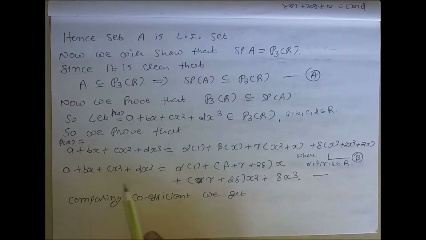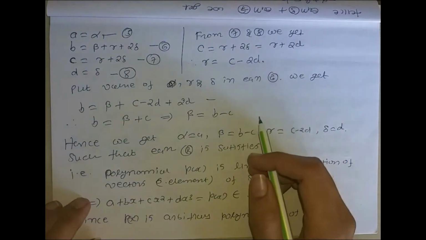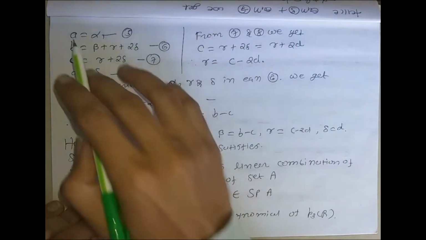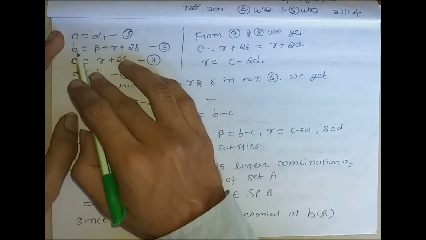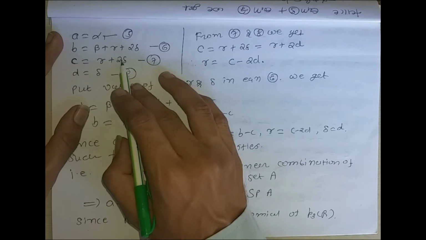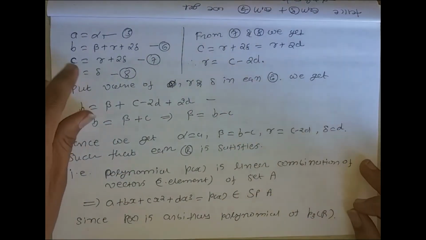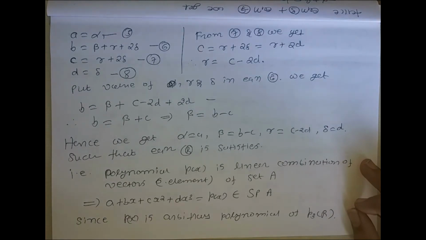Now we get the two polynomials. Comparing the coefficients on both sides, we get a is equal to alpha, b is equal to beta plus gamma plus 2 delta, c is equal to gamma plus 2 delta, and d is equal to delta. Now what is our aim? Our aim is to find the scalars alpha, beta, gamma, delta in terms of a, b, c, d.